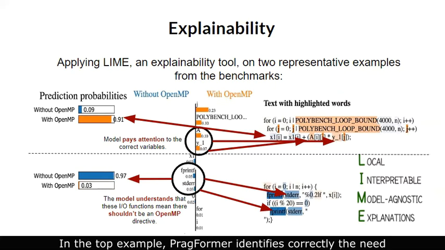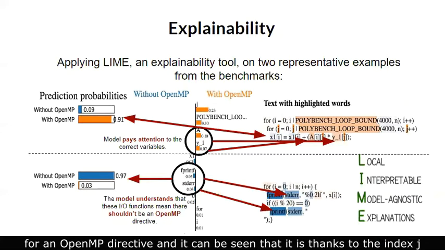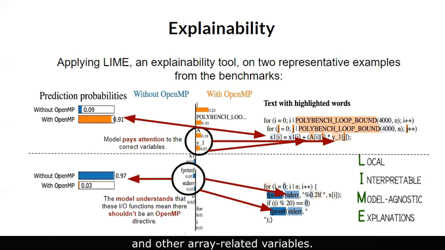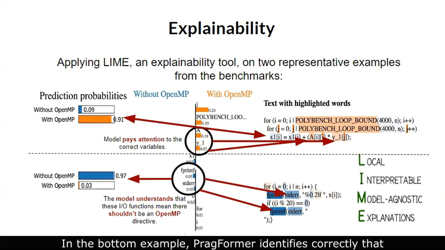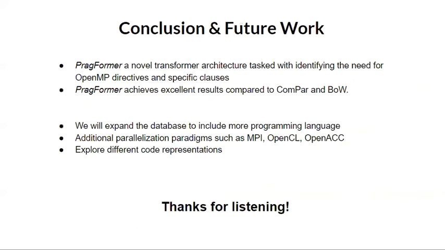In the top example, PragFormer correctly identifies the need for an OpenMP directive, and it can be seen that it is thanks to the index J and other array-related variables. In the bottom example, PragFormer correctly identified that there is no need for an OpenMP directive. The decision was made due to the presence of the I/O functions. This tells us that PragFormer understands and focuses on the correct variables and statements.